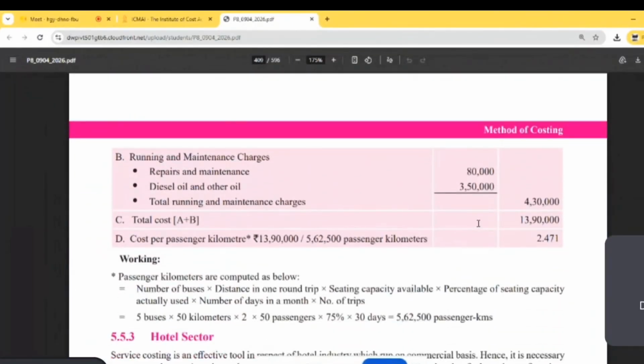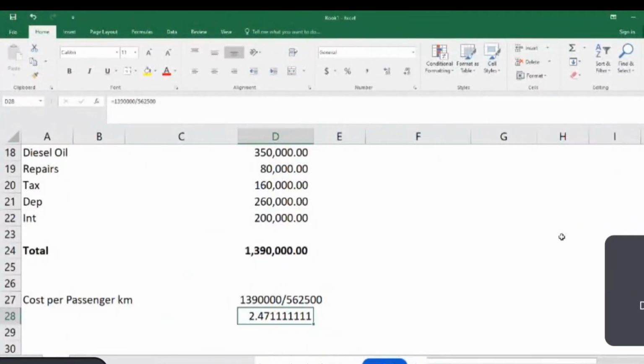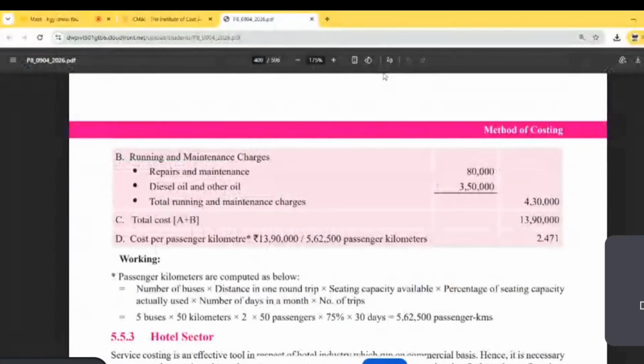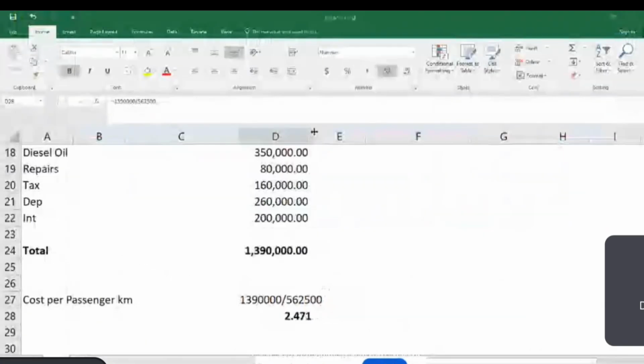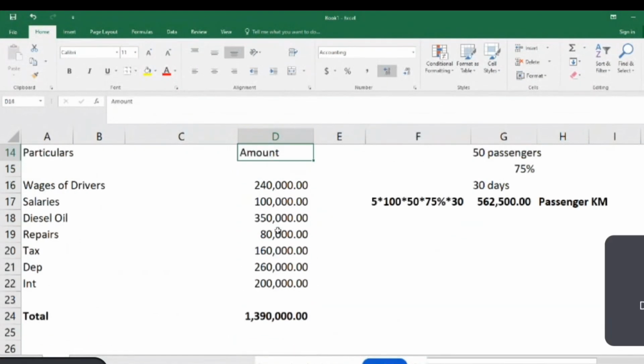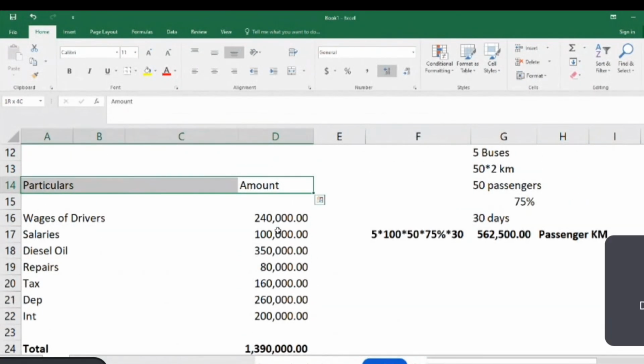Yeah, so could you see 2.471? So this is your cost per passenger kilometer. So now we are done with illustration 50. Hope you all understood. We just put all the expenses given in our question.